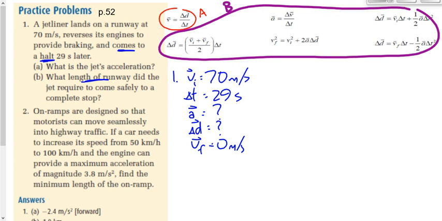All right, which equation looks like it applies here to solve for either A or D? It doesn't really matter which one you get first. Got VI, got T, got VF. Which one do you want to use here?